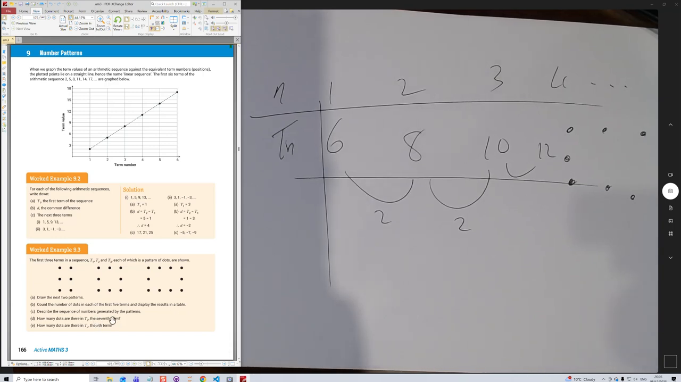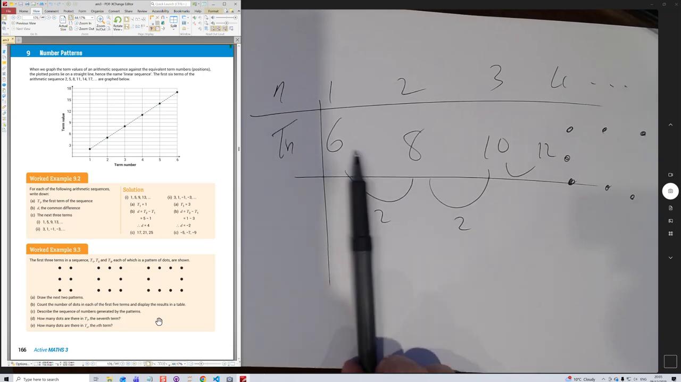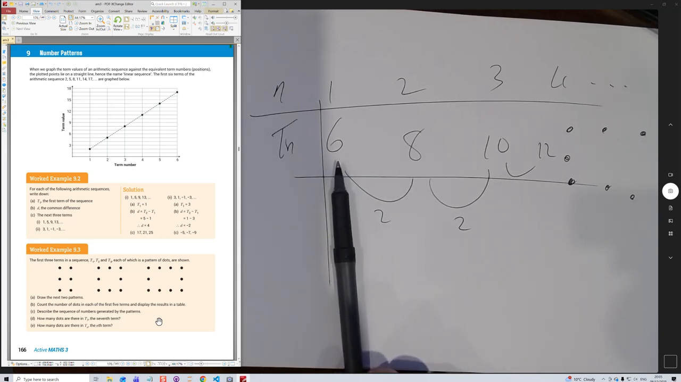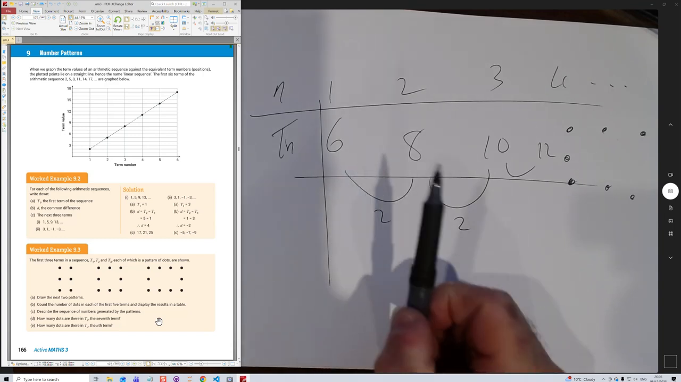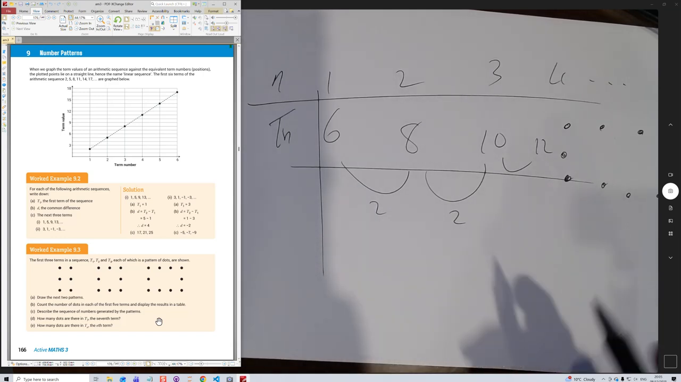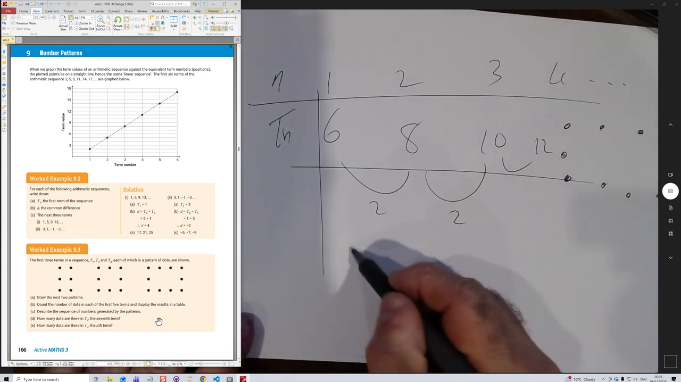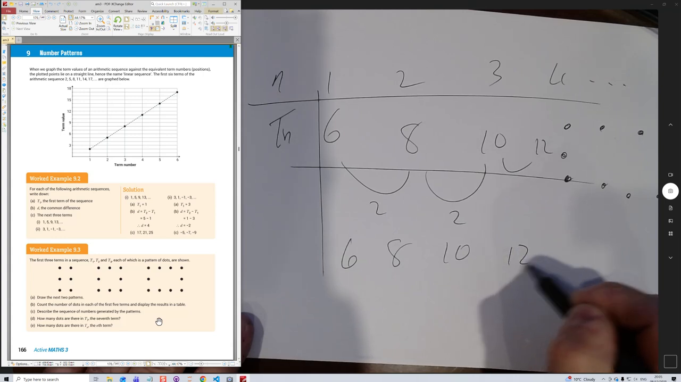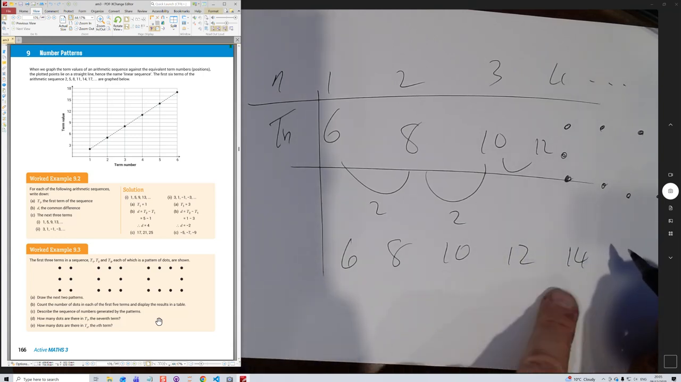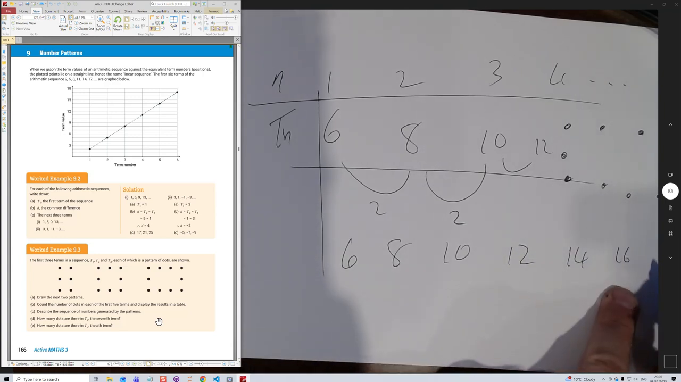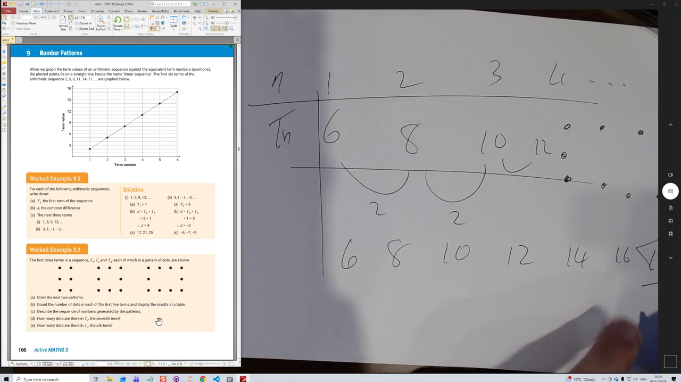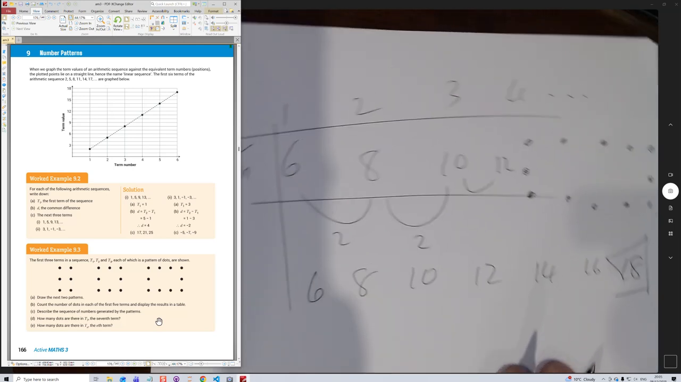Describe the sequence of numbers generated by the pattern. So essentially, you can describe it as: start with 6 and keep adding 2. How many dots are there in term 7? So, is that term 7? Yeah. So, we could count up along. It's just about manageable. 6, 8, 10, 12. 14 is the 5th. 16 is the 6th. 18 is the answer. Okay?